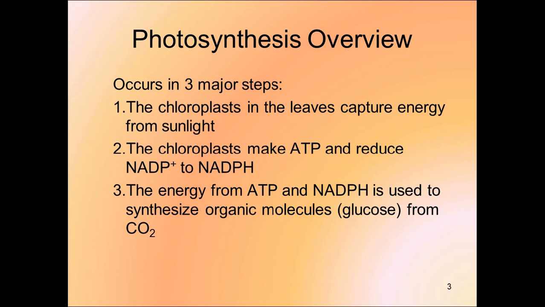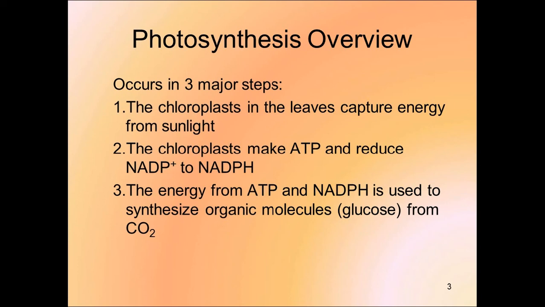Photosynthesis occurs in three major steps. The first happens when the chloroplasts actually capture the sunlight energy. They then change that energy into energy molecules that the plant can use. Those are ATP and NADPH molecules. ATP molecules are energy for immediate use. NADPH are molecules for energy use later.